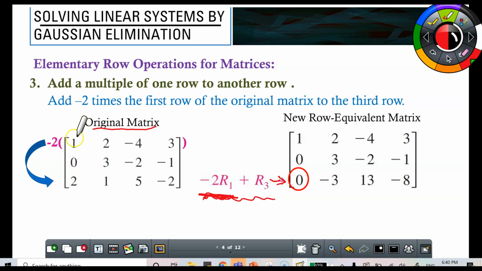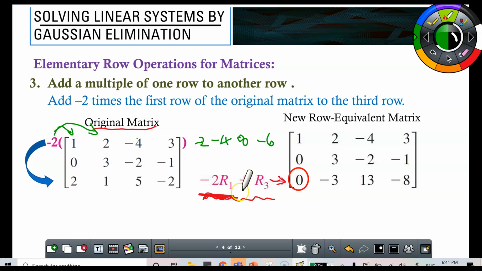-2 times 1 gives you -2. Here you just see the result, but we have a middle step that we skipped. So let's write the middle step down. -2 times 1 gives you -2. -2 times 2 gives you -4. -2 times -4 gives you +8. -2 times 3 gives you -6. So this is the new first row after multiplying by -2.